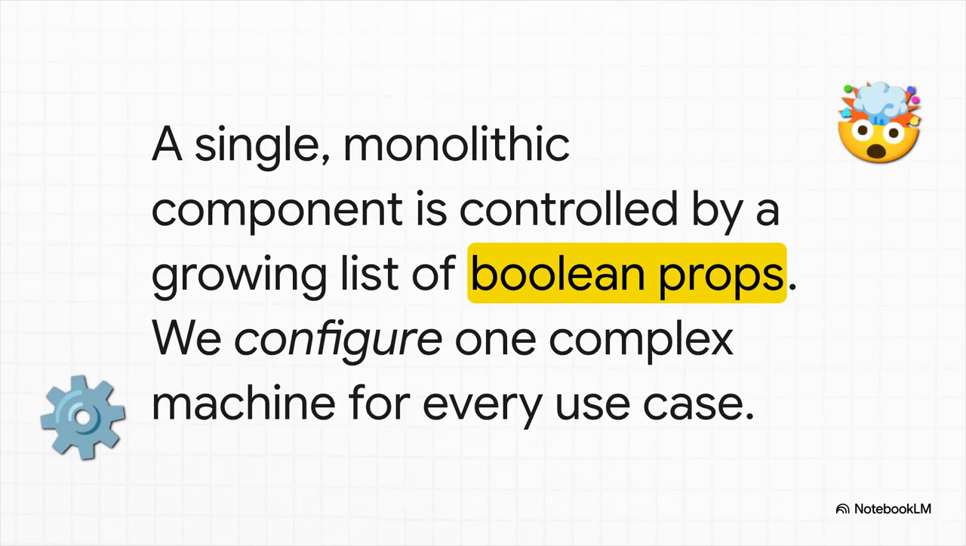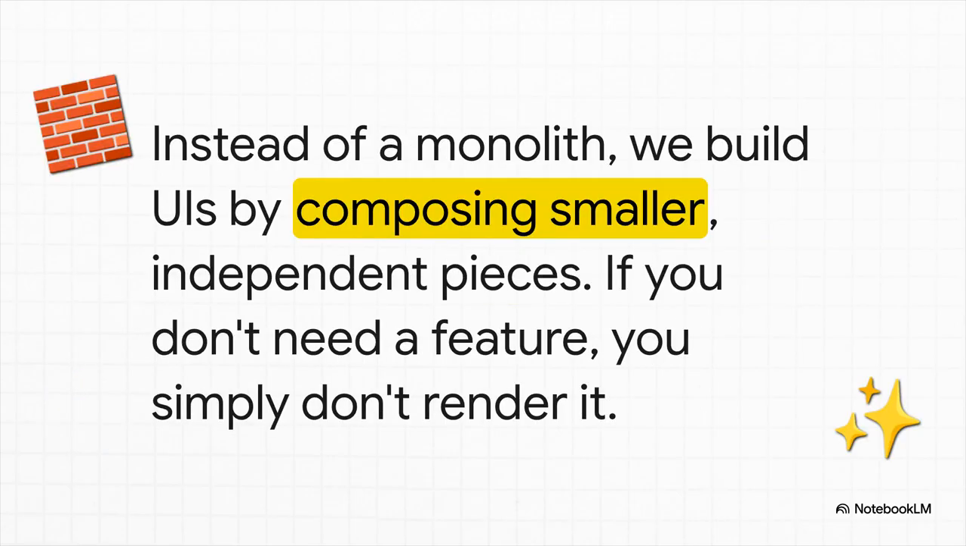We have one giant monolithic component, let's say a Slack message composer, and we try to control its dozens of different variations using this ever-growing list of props. We're essentially just configuring a single, overly complex machine. But what if, instead, we embraced composition? This is the alternative.